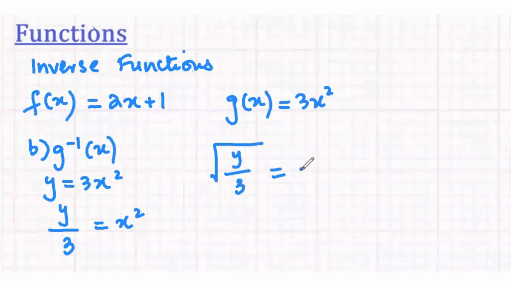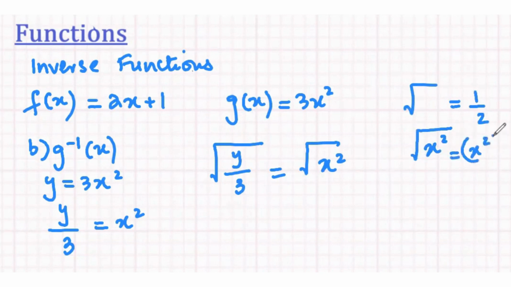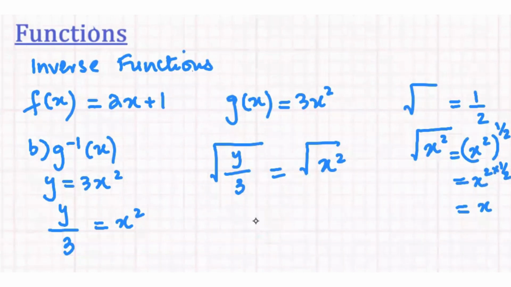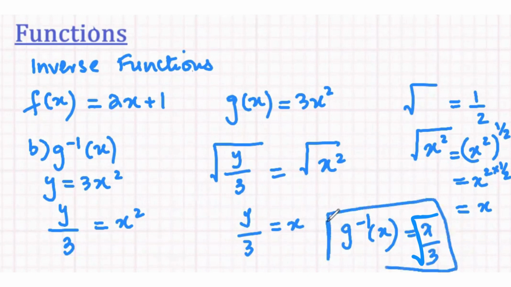When we square root both sides, the square root of a square number is the number itself, because root basically is the power 1 over 2. So x squared being square rooted is x squared whole power 1 over 2. And when there's a power inside the bracket and outside the bracket, you multiply them because that's one of the rules of indices. And that's going to be x. So square root of y over 3 equals x. And as you know, the last step would be to replace x with the inverse function, g inverse of x, and y with x. So this is your inverse function.